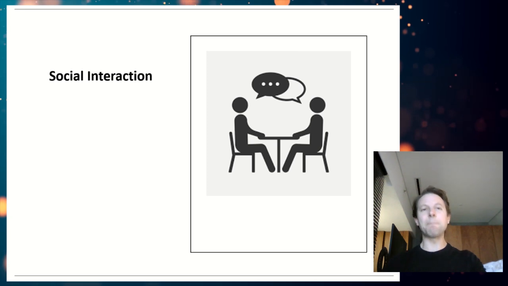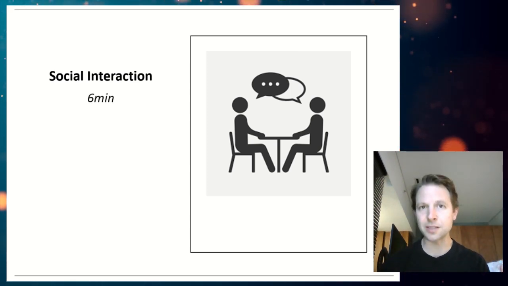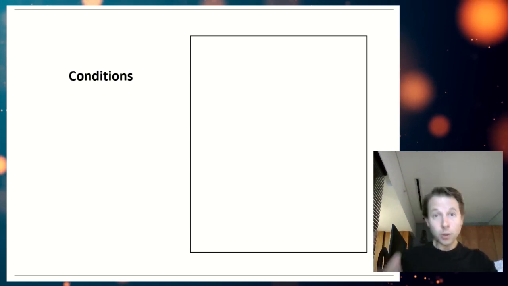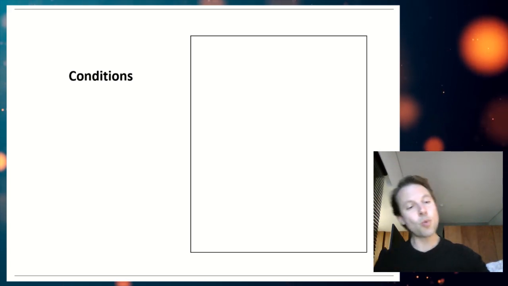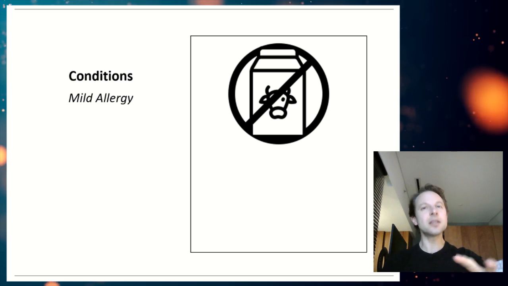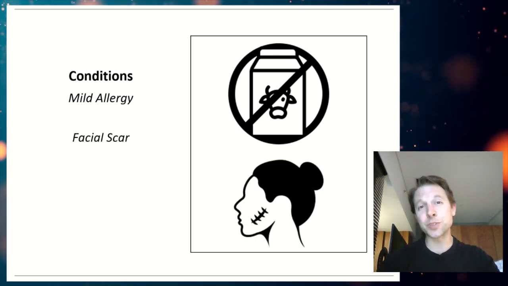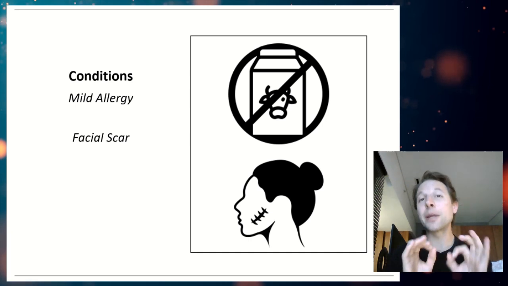This paper looks at basic social interactions. So they had two people speak for 6 minutes. Now, what were the different conditions? So one group of incoming participants was told to act as though they believed they had some sort of mild allergy, something easily treated with medication, while another group was told to act as though they had a facial scar. And they weren't just told this, in fact, they were given one.